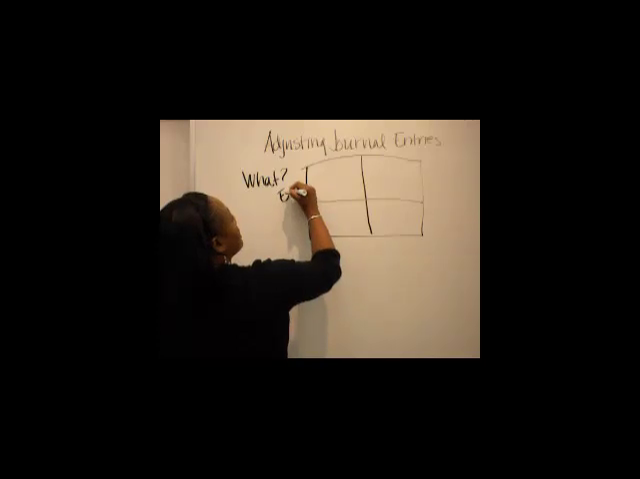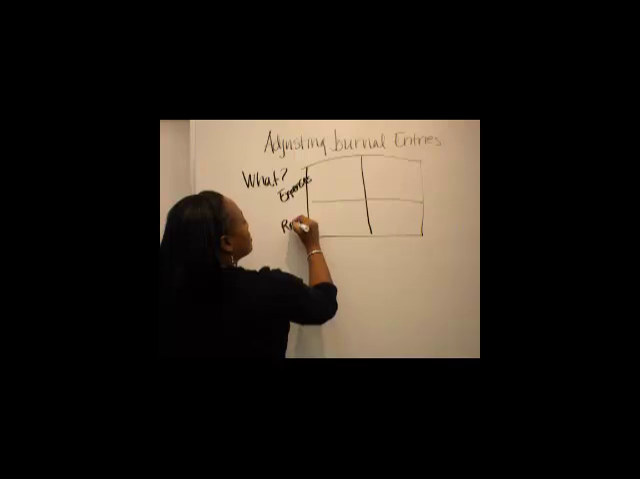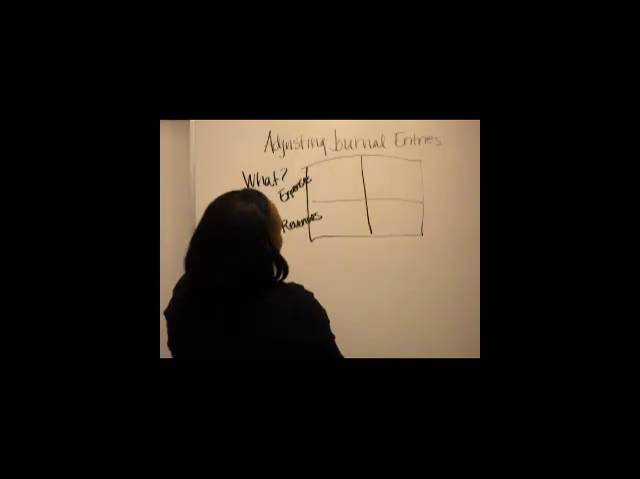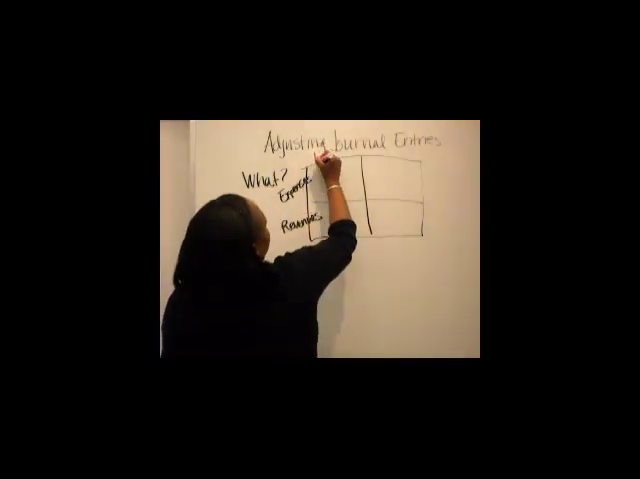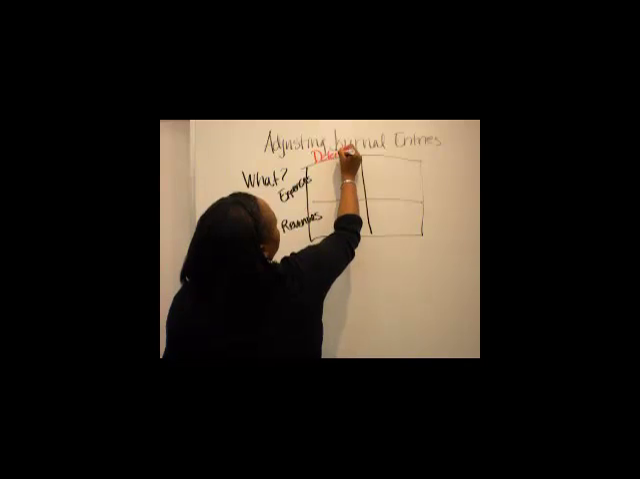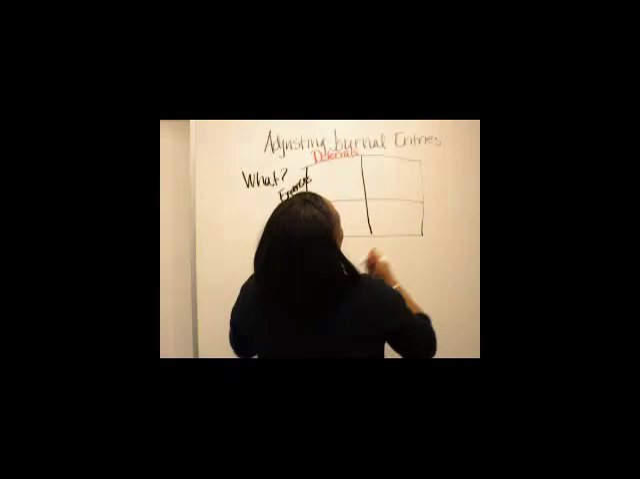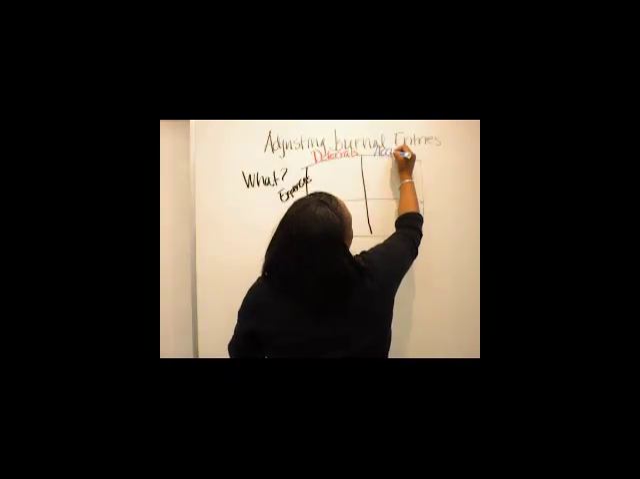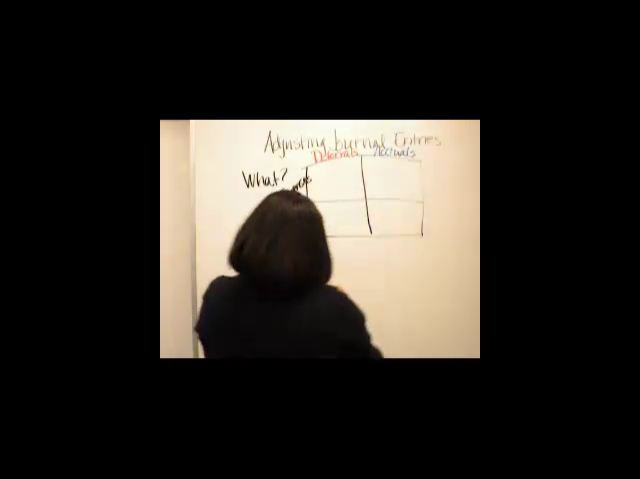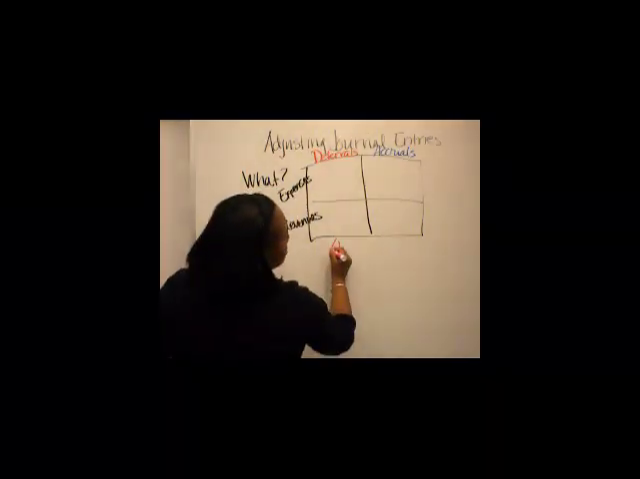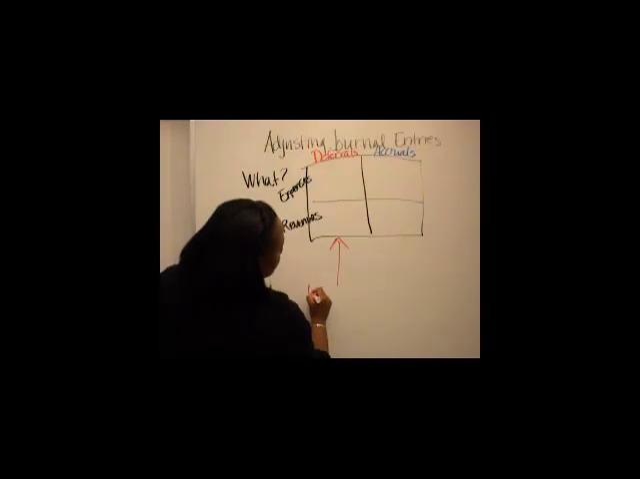You have your expenses here, your revenues, and we'll have a section for deferrals, and we'll have another column for accruals. Okay. And an easy way to remember is deferrals, also known as prepaid.